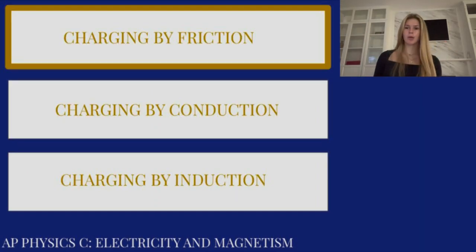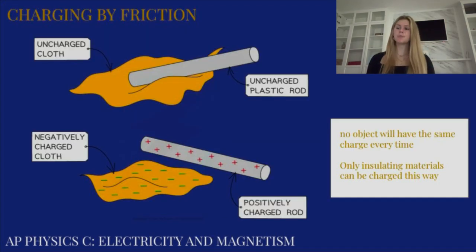Okay, by this point, we've established the definition of a charge, what it means for an object to be charged, and different types of objects that can be charged. So now, let's look at the three methods of charging. The first one would be charging by friction. Charging by friction starts with two uncharged insulators. In this example, we have an uncharged cloth and an uncharged plastic rod.